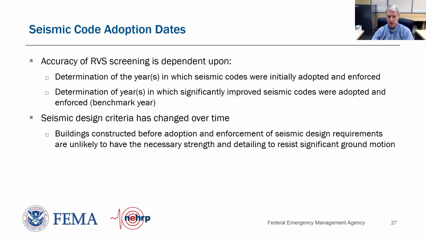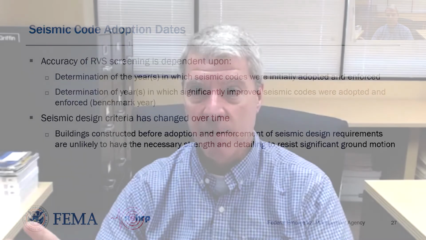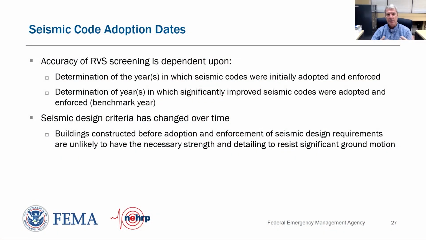For instance, there are some jurisdictions that never started enforcing seismic design of buildings until early 2000s. And so you have a condition here where it's not reflective of 1990s seismic design because it likely wasn't done. And therefore a pre-code modifier should be taken in that instance. And so that's the challenge with code adoption dates and trying to find that. We'll talk about how to obtain that information to help us out there.